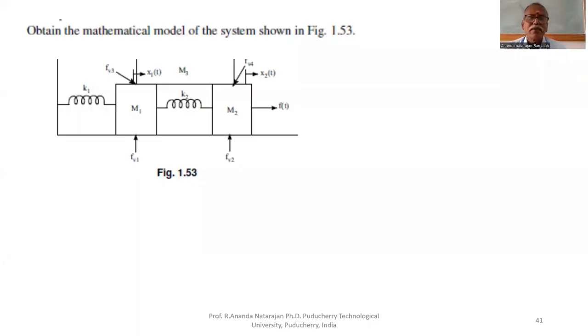Obtain the mathematical model of the system shown in the figure. Here, three masses are there: M1, M2, and M3. And finally, obtain the electrical force voltage analogy. Force voltage analogy of the given mechanical system.